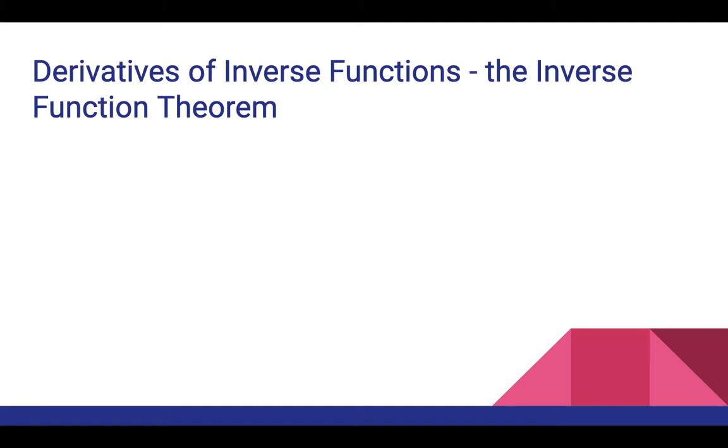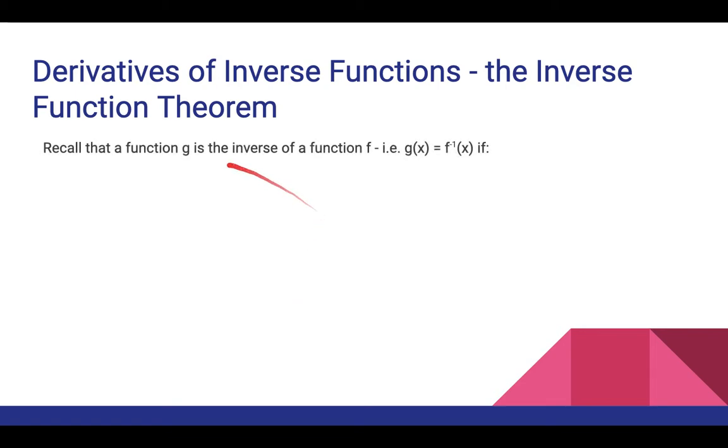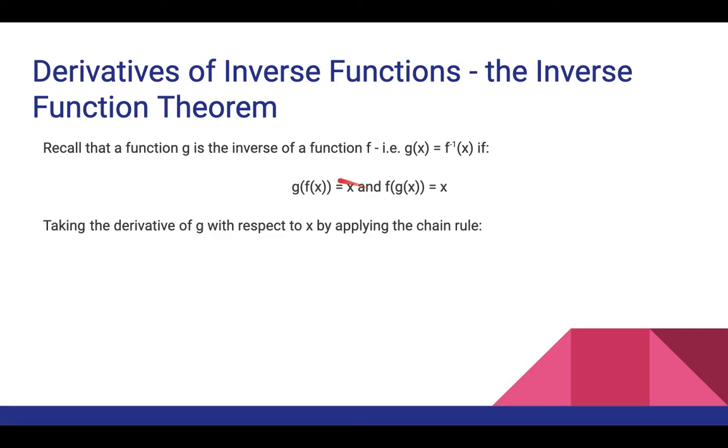So now we're going to apply the chain rule to see how we can determine the derivative of an inverse function. So recall that a function g is the inverse of a function f if g of f of x equals x and f of g of x equals x. So we're going to focus on this first expression right here, and we're going to take the derivative of g with respect to x by applying the chain rule.